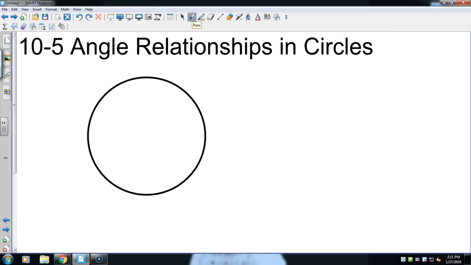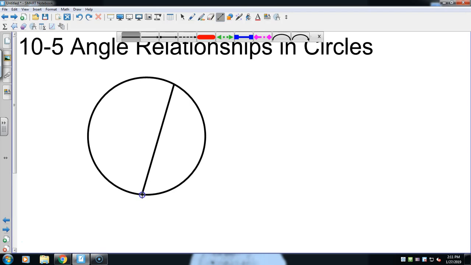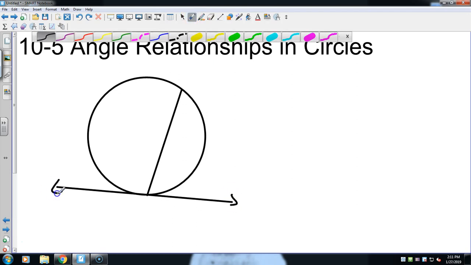I'm going to create a chord. Does that chord get all the way down there? Good. And then let's see if I can get a good tangent. Not happy with that one. A little happier with that one. Okay. So I have a chord and a tangent.